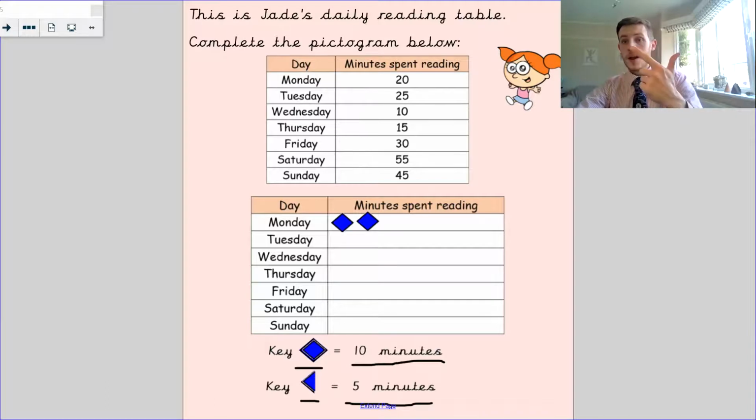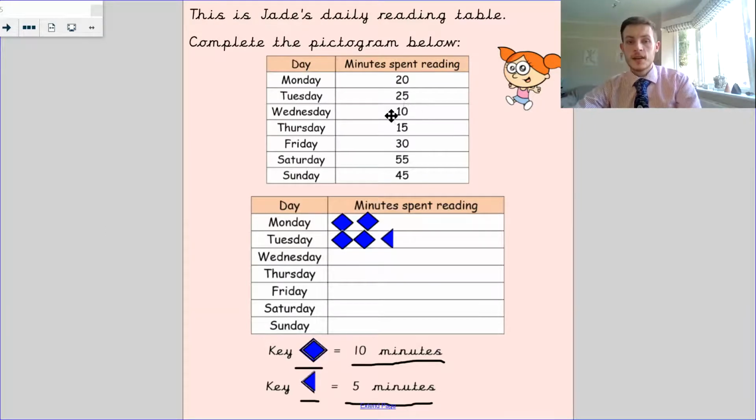Tuesday, she read for 25 minutes. 10, 20, 30. 30 is more than 25, so we can't have 3 full ones. So we need 10, 20, 25. So that is 2.5. So we need a full one, another full one. So that's 2, and we need a half for 10, 20, 25.